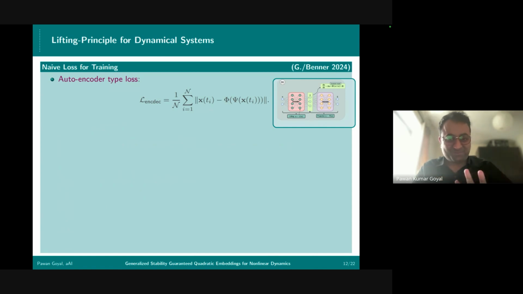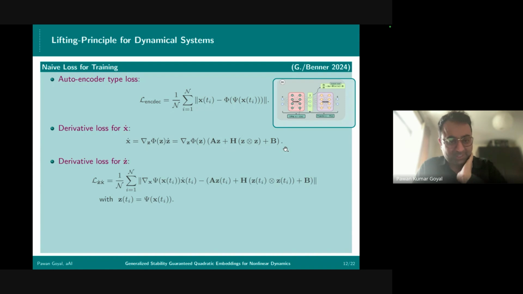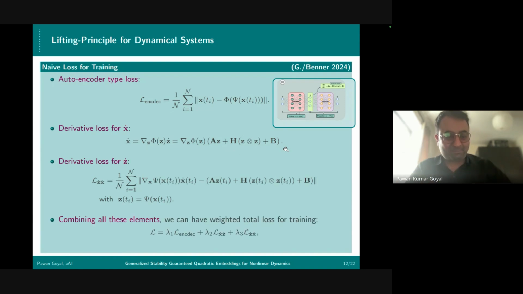As I said, to train these things, there are different components, basically two neural networks, which you can think of: one is encoding and another one is decoding. And then we have all the matrices which actually define the dynamics of this latent space, which are matrices A, H, and B. Then we can combine all the components, maybe with different weightings. Typically we have used the same weighting, lambda 1, lambda 2, lambda 3 are the same, but we can also give different weighting systems. So these are typically the training loss, and then we can just do gradient descent.